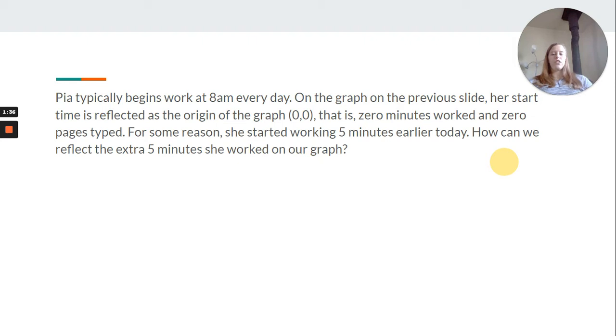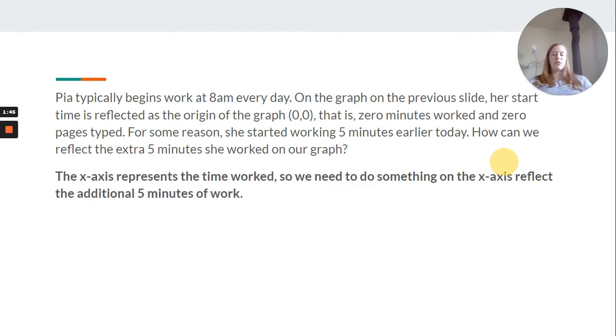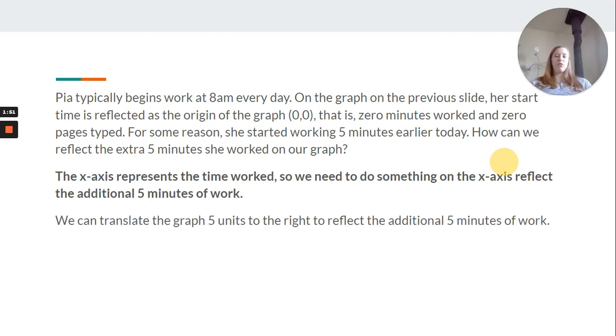For some reason, she started working 5 minutes earlier today. How can we reflect the extra 5 minutes she worked on our graph? So the x-axis represents the time worked. So we need to do something on the x-axis to reflect the additional 5 minutes of work. So we're going to move it 5 units to the, that should be left, not right, sorry. We translate the graph 5 units to the left to reflect the additional 5 minutes of work.